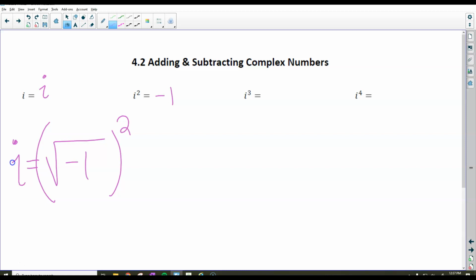Okay. i to the third power is i squared times one more i. What is i squared? What'd you just write for that? -1. Y'all, what's -1 times 5? -5. What's -1 times pi? -pi. What's -1 times x? So what's -1 times i? -i.